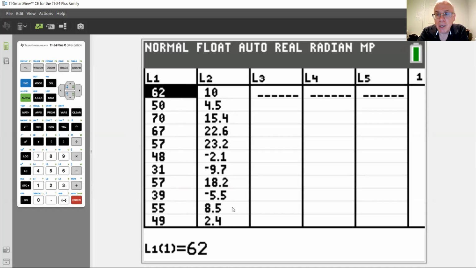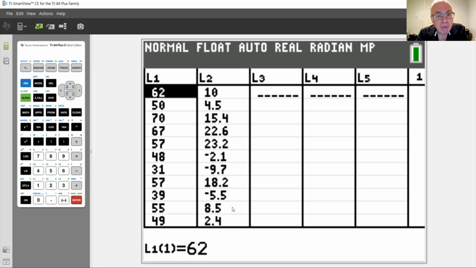You can put it in any order you want, but I like putting X in first and Y in second, because that's the way the calculator typically defaults to. It defaults to L1 for the X and L2 for the Y. But again, it doesn't matter which order you put it in, as long as when they ask what list is the X variable, you put in the proper list. The same thing for the Y variable.